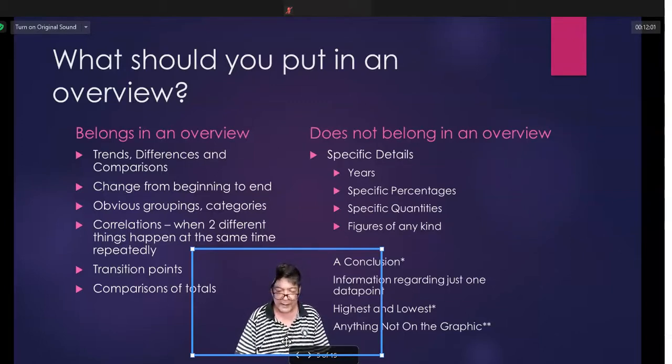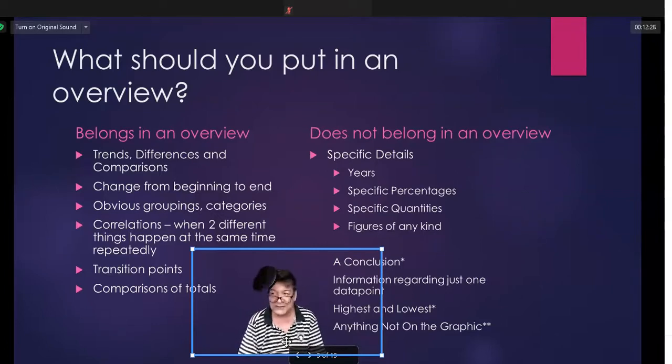Now, when we look at the task here tonight, you'll see that it has 8 data points. What is a data point? It's one bit of information on the graphic. Usually, there's going to be at least 12, 15, 20. I've seen them with 100. But if it's information that regards just one of these data points, it doesn't belong in your overview.